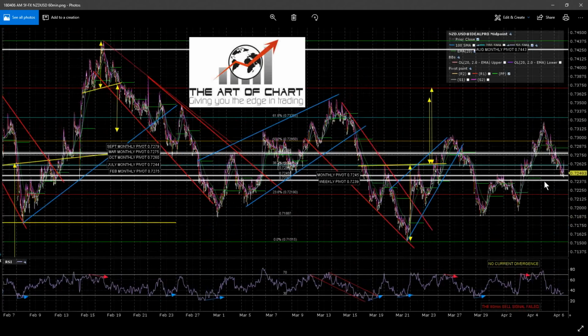NZUSD. NZUSD is testing main support at monthly pivot, weekly pivot. Obviously, this is an important test. It could reverse back up. If it breaks down, we may well see a retest of this low. We'll see how that goes.